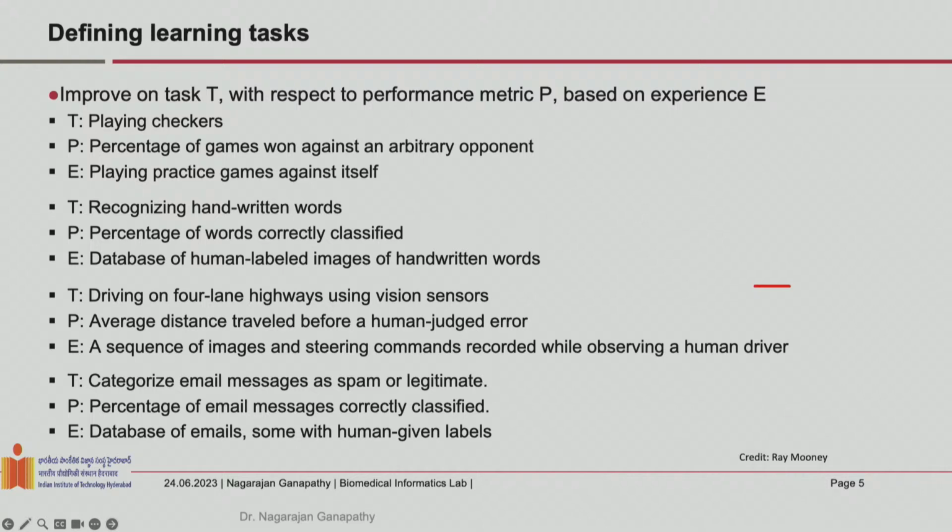Same with another example, like driving on a 4-lane highway using a vision sensor. The performance is the average distance traveled before a human-judged error, and you improve it by adding more experience. What kind of experience? You're giving a lot of sequences of images with command steering information. When you give these three things together, the machine is learning. Instead of a machine, if you put a human there, again it will learn. And that's where the learning concept comes into the picture.